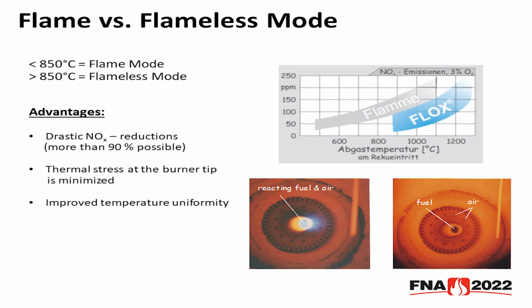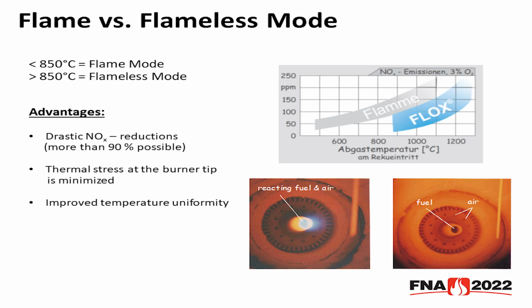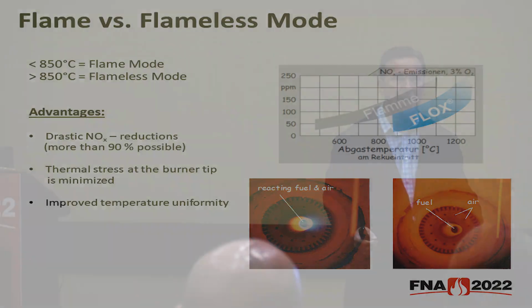So drastic NOx reduction is the primary benefit of flameless combustion, but a couple other things happen as well. Since you're eliminating that hot spot at the tip of the burner, thermal stress is reduced, and that means critical components such as nozzles, electrodes, etc. are going to last a bit longer. And then while the temperature uniformity of this burner type is already excellent due to the high velocity combustion, flue gas recirculation, etc., it's going to get just a little bit better due to the elimination of that hot spot.